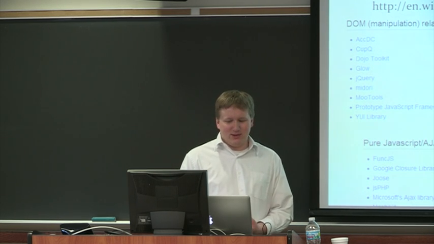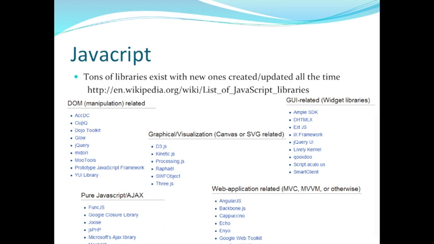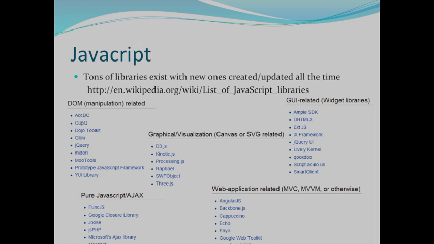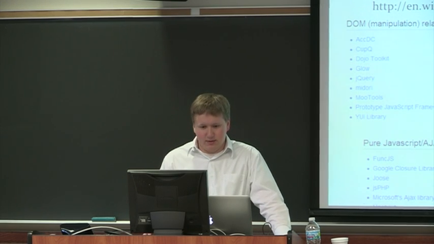This is just a quick screenshot of some of the lists from Wikipedia of all the JavaScript libraries out there, all for various different purposes. You can manipulate the DOM, which is how elements are rendered into the browser. Things that are based on graphical visualizations, things for building applications, GUI-related things. There's a whole bunch of things out there that you can use for JavaScript.